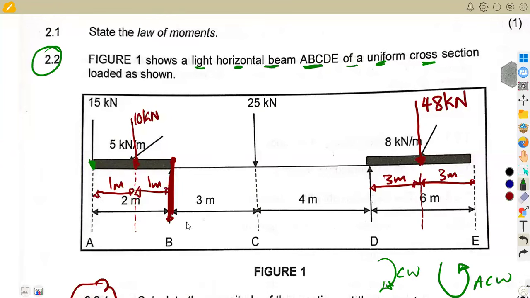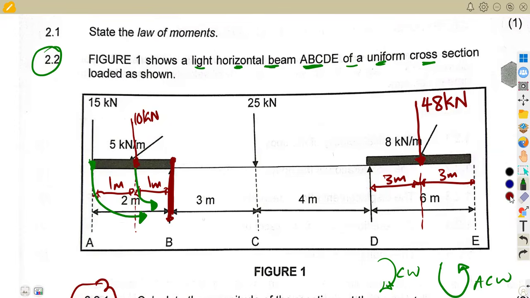Let's take the ones on the left side of B. How are they related as they move back to B? This is the 10 kilonewton. As it moves back to B, which direction is it? This is anti-clockwise. The same thing with the 15 as it moves back to B, that's anti-clockwise. So all these forces on the left, going back to B, are anti-clockwise.